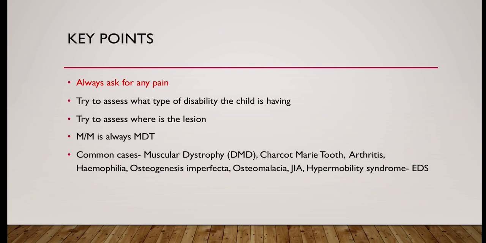Arthritis, hemophilia, osteogenesis imperfecta, osteomalacia, juvenile idiopathic arthritis, hypermobility syndrome like Ehlers-Danlos syndrome. And always remember the classification of arthritis: monoarthritis where one joint is involved, oligoarthritis where maximum four joints are involved, and polyarthritis where five or more joints are involved.